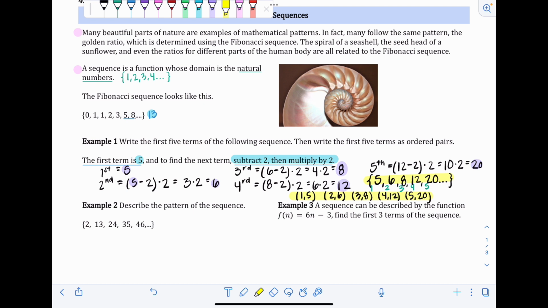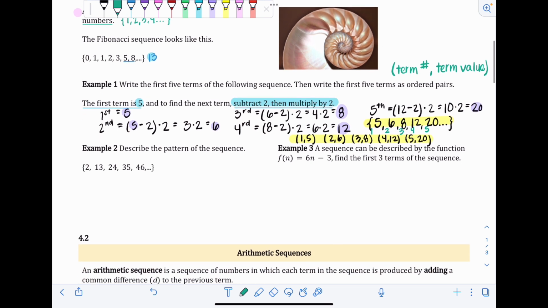And then if you want to leave a little note so you can refer back to it, for our points, in parentheses, I'm going to say this is the term number, like first term, second term, third term, as our first number, and then the second number, the y value, would be the term value, what the actual term was. So term number is first, and then term value is second.